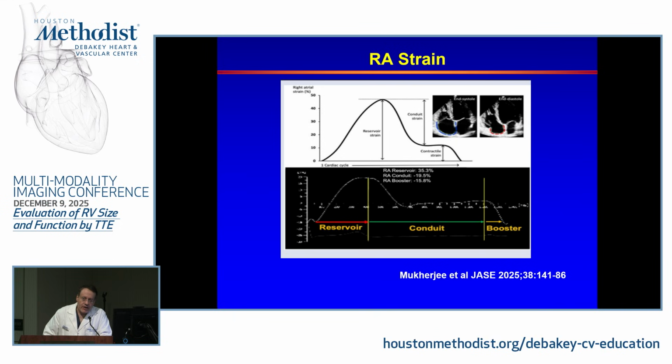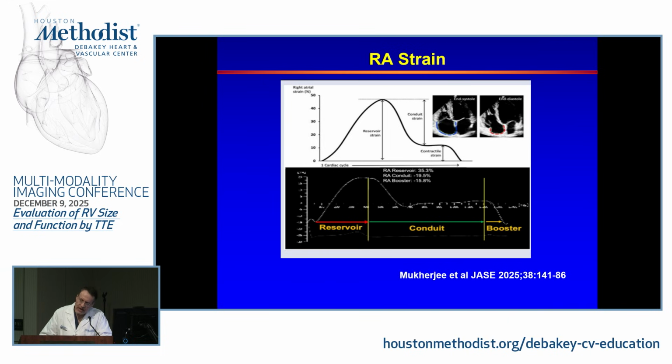Another thing that we can do with the right atrium that hasn't gained steam and is not recommended, but for you to know about, is RA strain. Why not much with RA strain? Because the normal ranges are all over the place, and so we cannot isolate values and say below this it is abnormal.